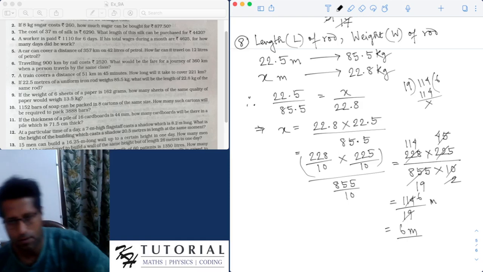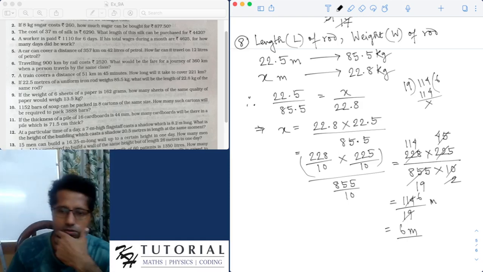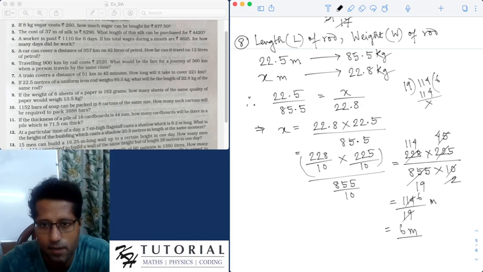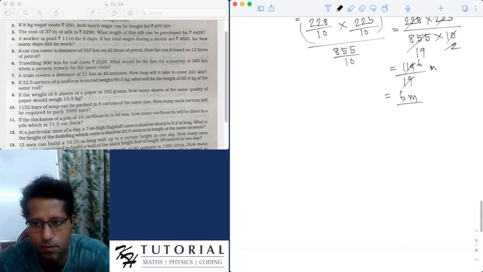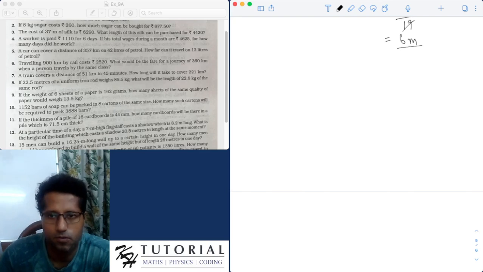The weight of 6 meter of this uniform rod will be 22.8 kg. So the answer is 6 meter. Okay. Let's do problem number 9.